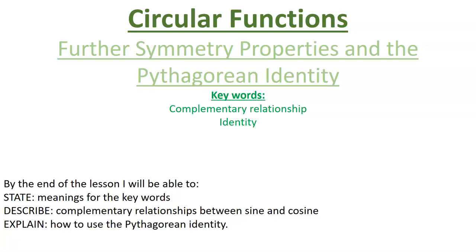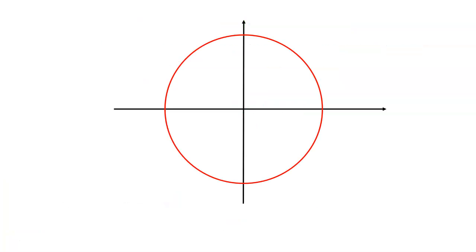Okay, so today's lesson is further symmetry properties and the Pythagorean identity. We're adding to the symmetry properties that we looked at in the last lesson, 6B. If we start with our unit circle again, we have a point P theta, which comes from a rotation of theta radians from the positive x-axis. I'm going to call the horizontal component A, the vertical component B. Hopefully you know that A is equal to cos theta, B equals sine theta. We're going to be using that.